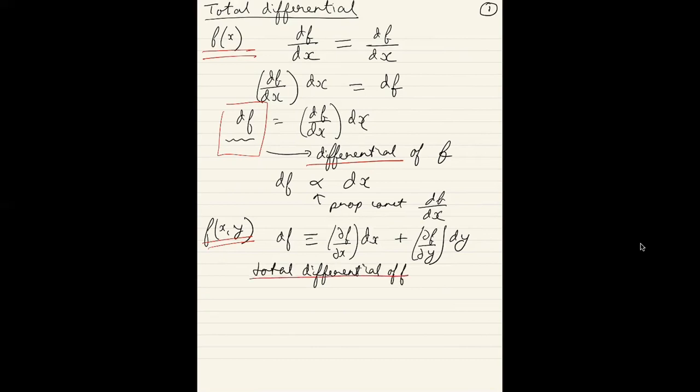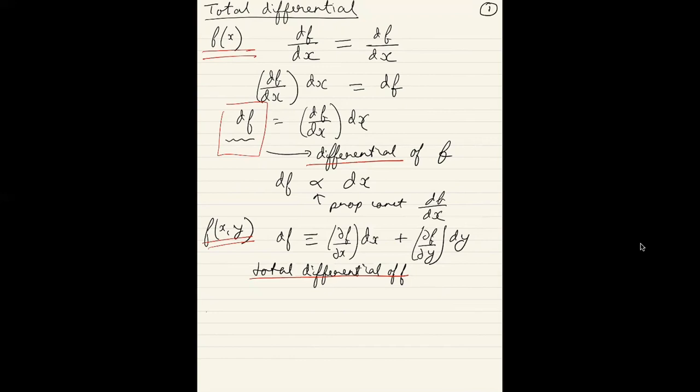So it's a straightforward generalization of the 1D case, and basically it tells us that the total change in the function df is the sum of the change in f resulting from a change in x, proportional to partial f by partial x, plus the change in f resulting from a change in y, proportional to partial f by partial y. We can extend this to arbitrary dimensions.